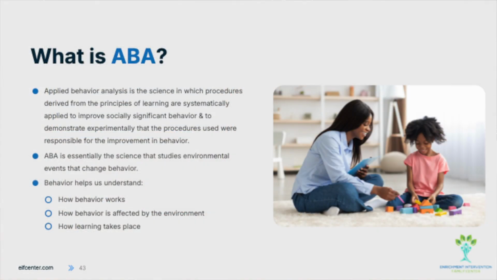What is ABA? ABA is applied behavioral analysis. It is a science in which procedures derived from the principles of learning are systematically applied to improve socially significant behavior and to demonstrate experimentally that the procedures used are responsible for improvement in the behavior. Basically, ABA is essentially looking at the environment and how that affects the behaviors of those that we work with.